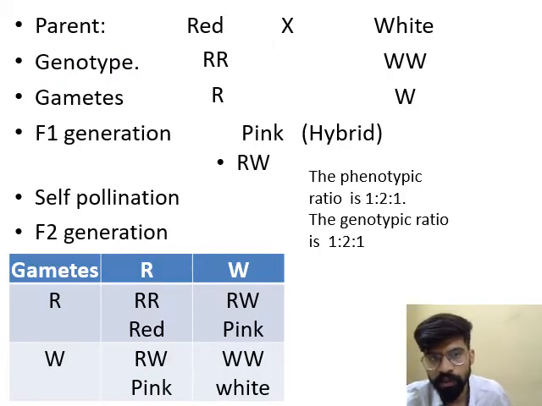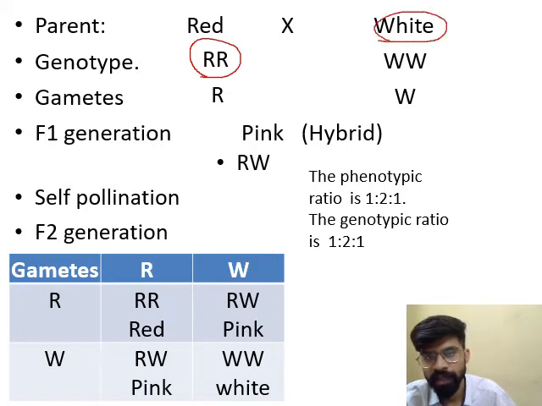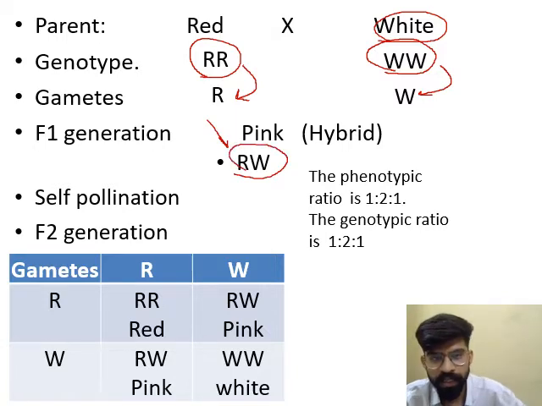You can see here in the cross, parent P1 is red color with the expression RR. Parent P2 is white color, expression WW. RR produces the gamete R, and WW produces the gamete W. These R and W get combined to form the first generation, and the expression of this is pink, hybrid pink color. This first generation is self-crossed. Self-crossed means RW and RW are crossed to produce the second generation.